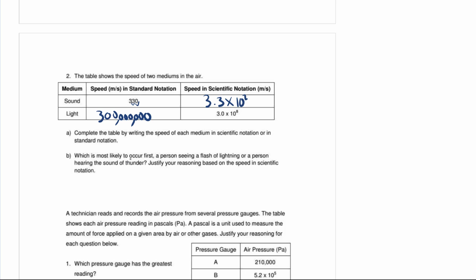And what is most likely to occur first? A person seeing a flash of lightning or a person hearing the sound of thunder? How do we know based on scientific notation? Well, definitely we're going to see it first because the speed of light has an order of magnitude of 8, whereas the speed of sound has an order of magnitude of 2.